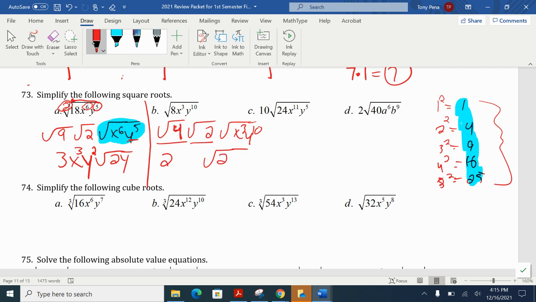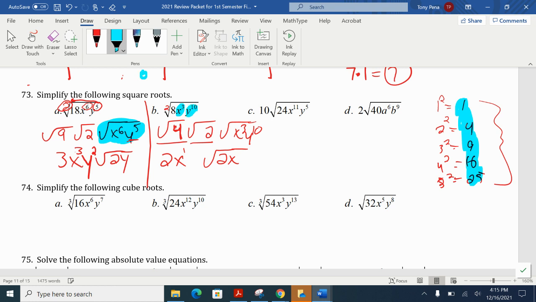If I want a square root, I want sets of 2. So if I only have 3 x's here, try that one more time, and I need a set of 2, I can only get one complete set of x's to pull out, and I'd still have the third one remaining. So there is going to be an x that stays inside.